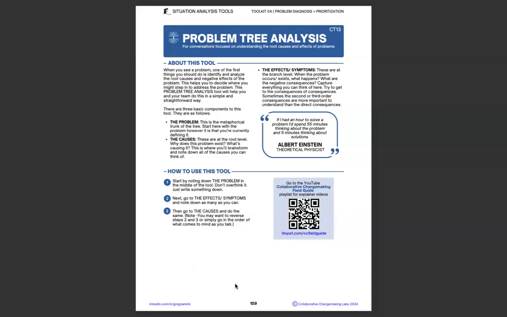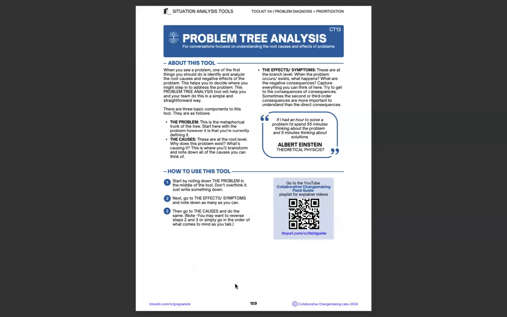The effects or the symptoms. These are the negative effects typically. These are at the branch level. When the problem occurs or exists, what happens? What are the negative consequences? Capture everything you can think of here. Try to get to the consequences of consequences, right? You think about branches, then have little branches that come out from them. Second, third order consequences. Sometimes the second or third order consequences are more important to understand than the direct consequences.